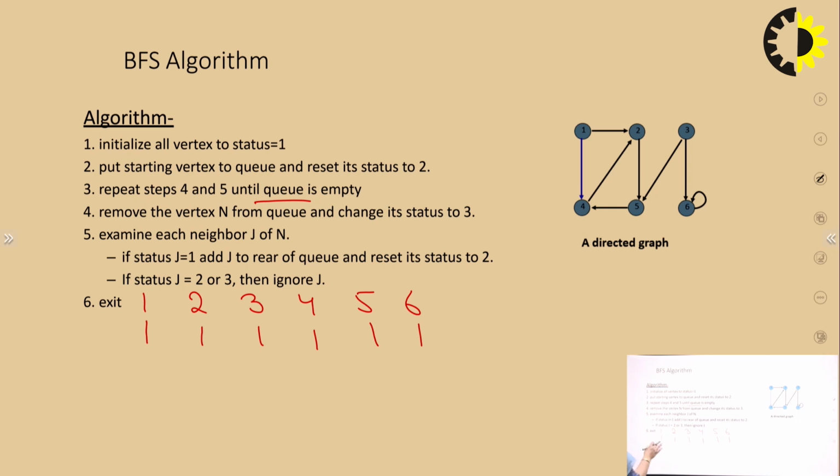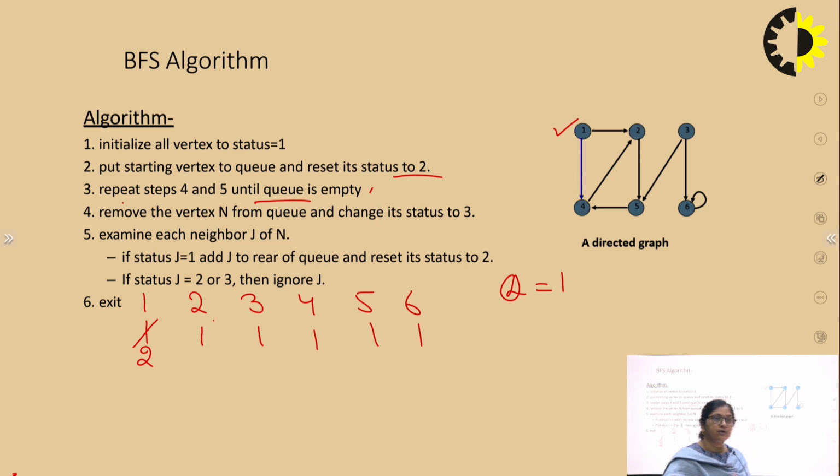So what is our concept? Initially all are ready to be processed. Let me take some starting node. Let me take 1. 1 is my starting node, so I will put 1 in Q. This is my Q, and in Q I am having 1. When a vertex is added to Q, its status will be changed to 2. It means it has been taken, it has been considered, and it is to be processed now.